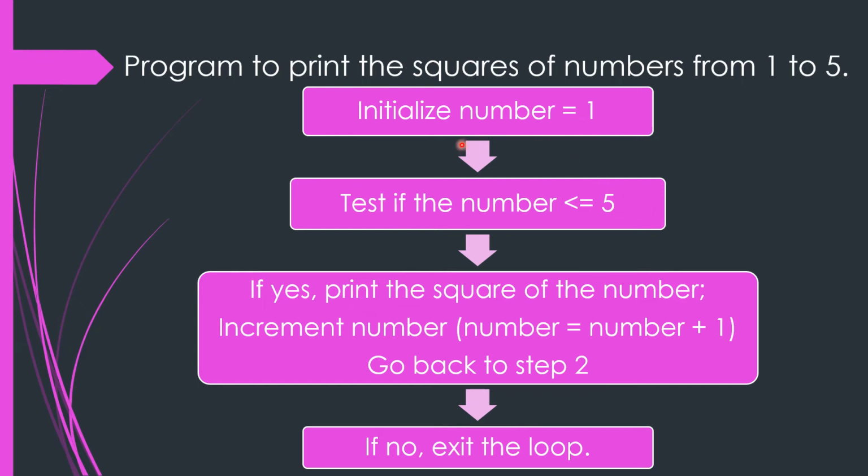Why are we not going to step 1? Because the number that we have initialized will remain the same, only its value will be increased. So we have to proceed to the test condition. That is why we are going back to step 2. If no, exit the loop. If the condition in the second step is not satisfied, then we exit the loop. This is how looping works.